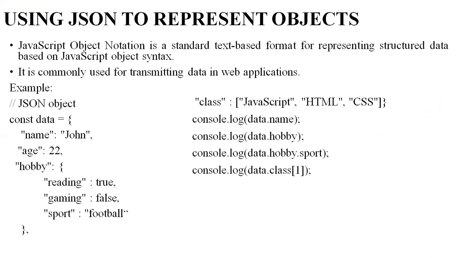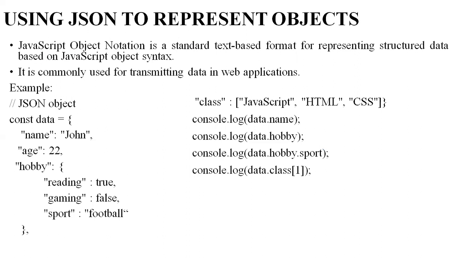For example, a JSON object is created using the keyword: data is a JSON object equal to name: Johnson, age: 22. The hobbies are reading, gaming, sports. Reading is true, gaming is false, sports is football. The class is JavaScript, HTML, CSS.